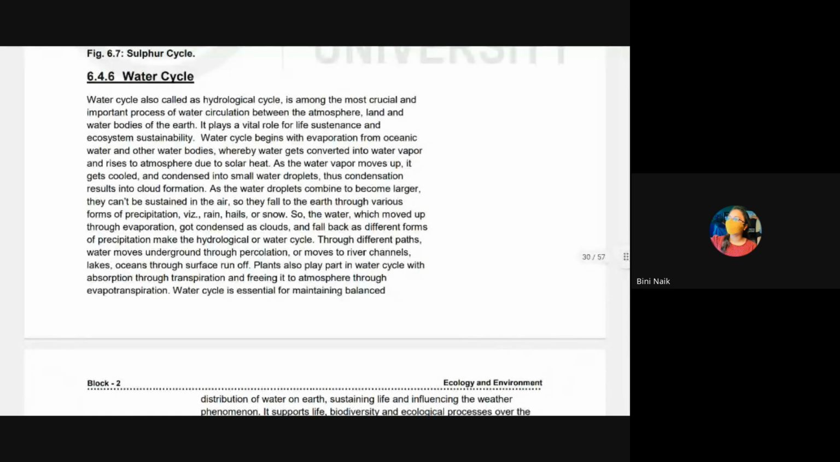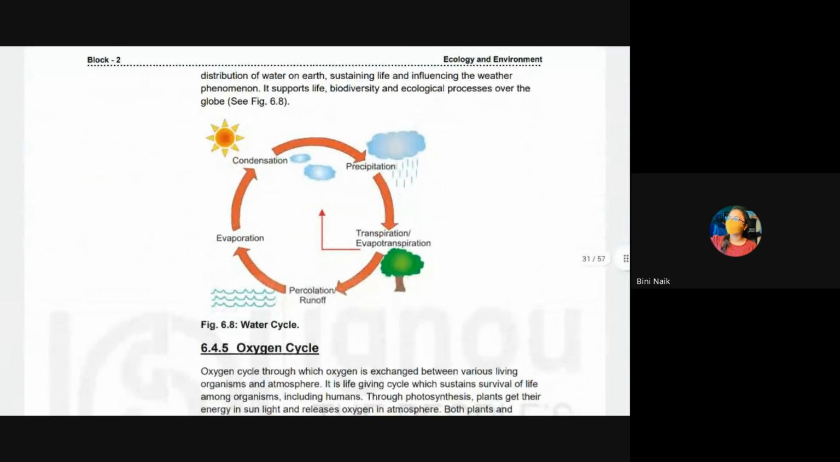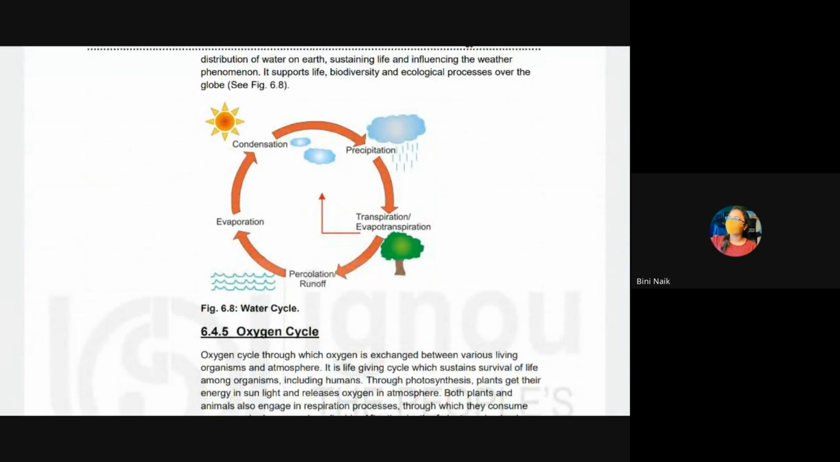So this is the cycle of the sulfur. Then the hydrological cycle. This is pretty easy, I believe everybody knows about it. Here is a diagram of the water cycle. First, evaporation occurs, then condensation occurs.